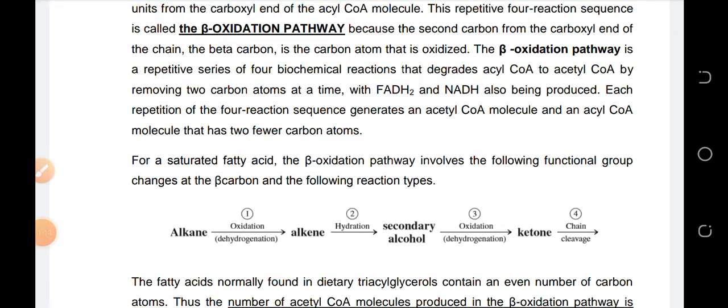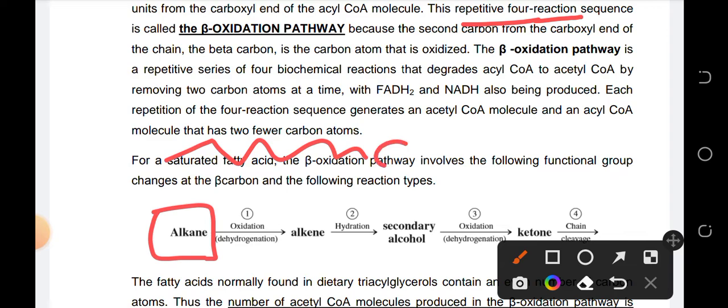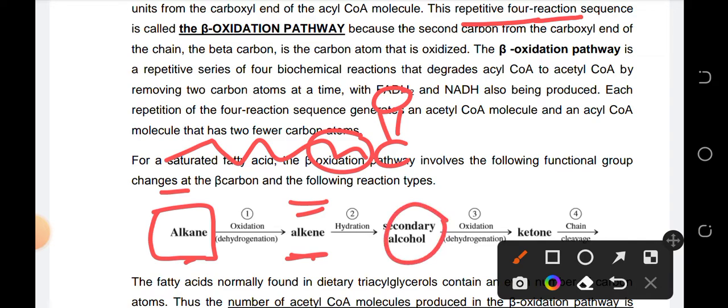Okay. So going back, ano ba yung repeated 4 reactions na yan? We have here the beta oxidation will have here the 4 repeated reactions wherein from being an alkane, kasi nga 'di ba yung ating fatty acids ay series of carbon atoms, that alkane will then become an alkene. So from single bond here, magiging double bond because of the oxidation or the dehydrogenation reaction. From being an alkene, double bond magiging secondary alcohol, magkakaroon ng hydroxyl group because of the hydration.